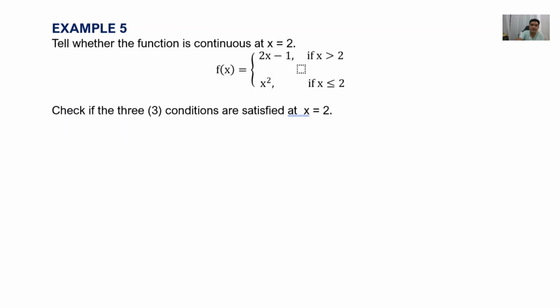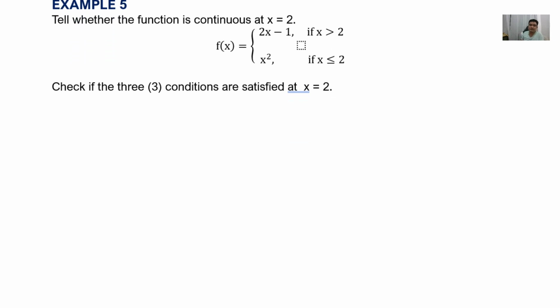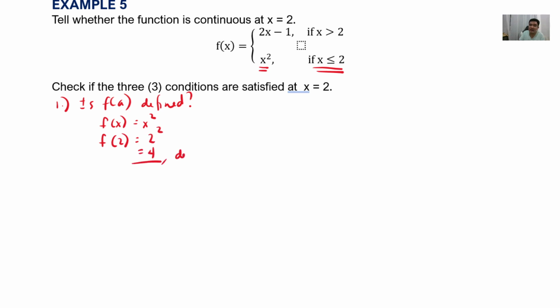This one. You try to pause first the video. Okay. So, tell whether the function at x is equal to 2 naman. So, 2x minus 1 if x is greater than 2, then x squared if x is lesser than or equal to 2. So, first condition, kung defined, so is f of a defined. Okay? Ano yung gagamitin natin na function of a? Na function of x natin, yung may equal sign. So, yan. So, ang function natin is x squared. So, f of x natin is x squared. So, ang substitute natin is 2. So, that is 2 squared and that is equal to 4. Meron kang value, therefore, define siya. Check si condition number 1.